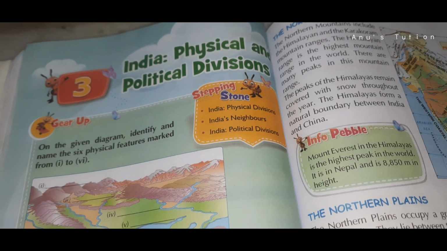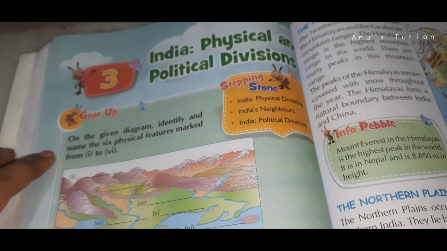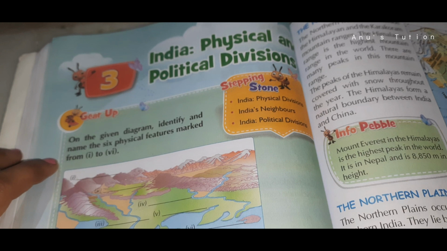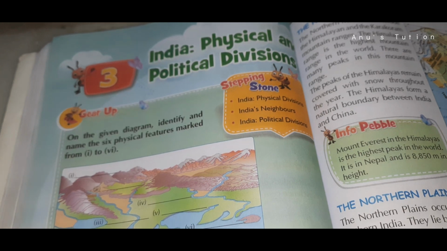See here, one activity is there. On the given graph, identify and name the 6 physical features marked from 1 to 6. Once we complete the discussion and explanation of this chapter, then we will complete this activity.